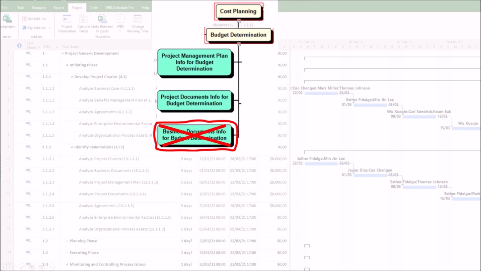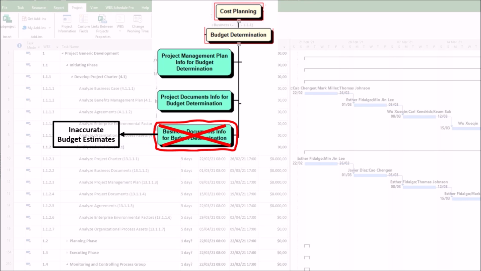How can a poor business documents analysis harm the determined budget process? A poor analysis of business documents can severely undermine the determined budget process, leading to financial misalignment, stakeholder distrust, and project failure. Here's how a poor analysis of business documents can cause harm.